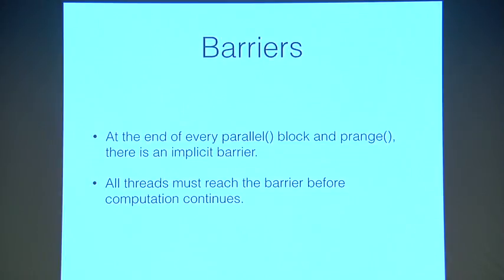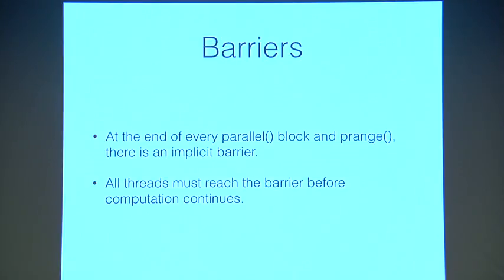There's a threading term called barriers. Barriers are basically things that can't be crossed until everyone is there. At the end of every parallel block and every p-range there is an implicit barrier. All the threads that are working will have to wait until they get there. Nested p-ranges, again, turn into normal for loops, and I don't believe that's the case. But all the threads working within that loop.